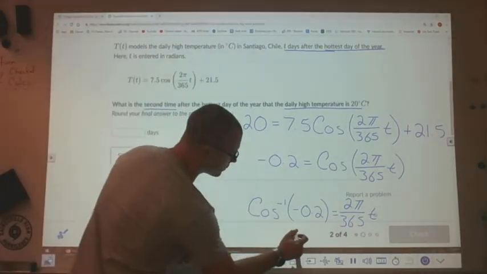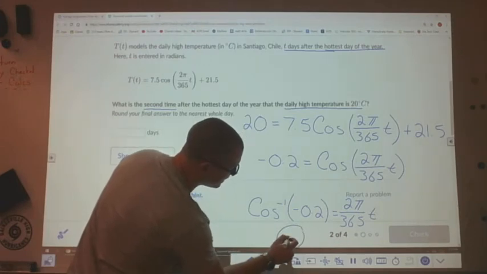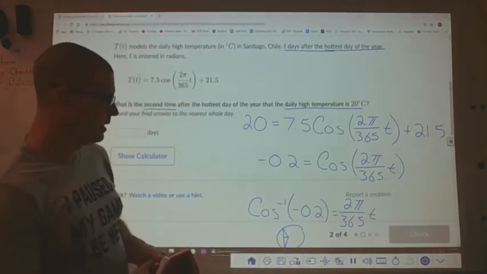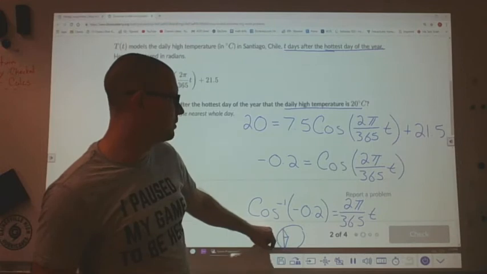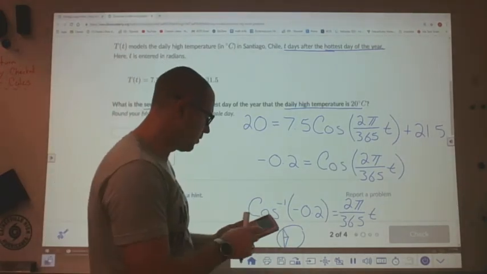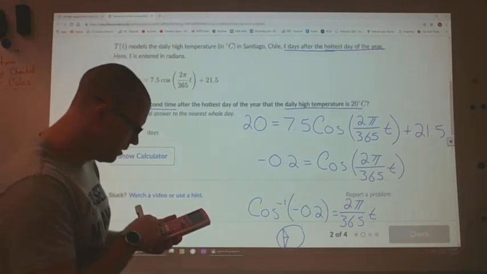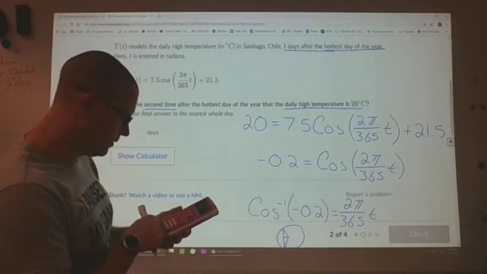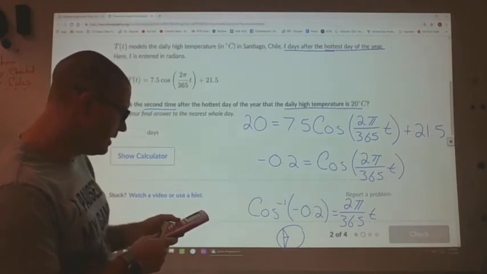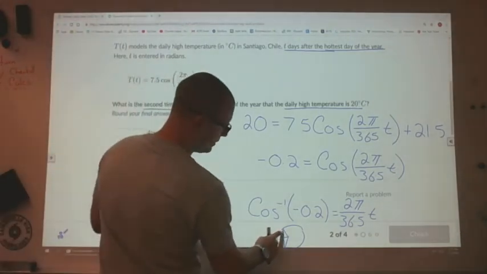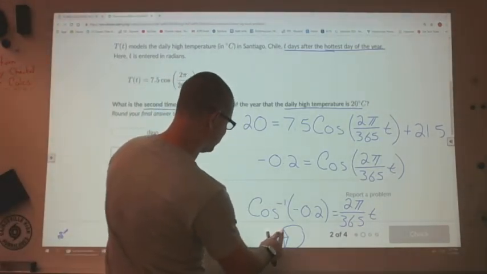So we're going to draw our little picture out. Negative 0.2. So we have an angle in the second and third quadrant. So that's going to be the first time the temperature is 20 degrees. That's going to be the second time the temperature is 20 degrees. So let's do our inverse cosine. Inverse cosine of negative 0.2 in radians gives us 1.77. So this angle right here is 1.77 radians.